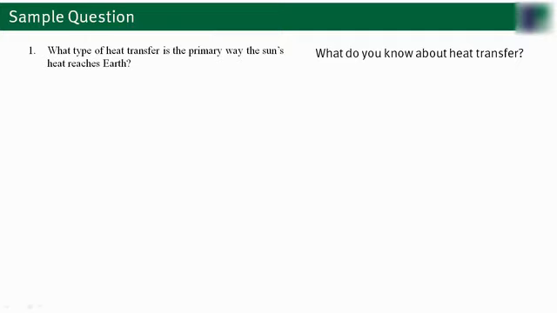This is our first one, and there is a word that should leap out to you in terms of science subject stuff, science topic buzzwords here in question 1's question stem, and that is heat transfer. This question says, what type of heat transfer is the primary way the sun's heat reaches the earth? When you see heat transfer, you should be having flashbacks to your physics class. Hopefully good flashbacks, but flashbacks to that day you learned about heat transfer.